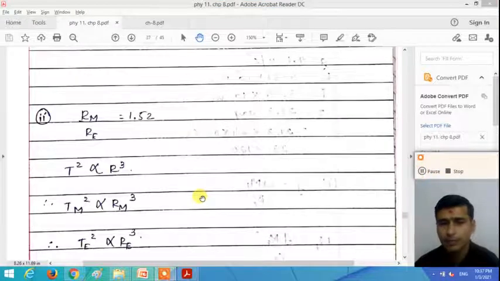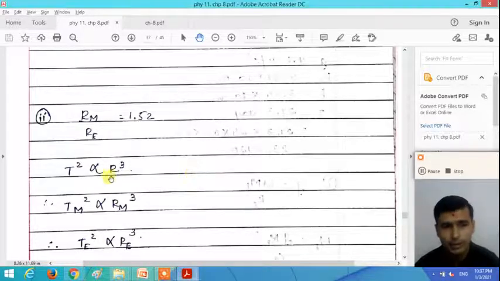The periodic time of the Earth's revolution is 365 days. Now we need to find the periodic time of Mars. Here, the square of the periodic time is directly proportional to the cube of the orbital radius. So for Mars, Tm square is proportional to Rm cube.